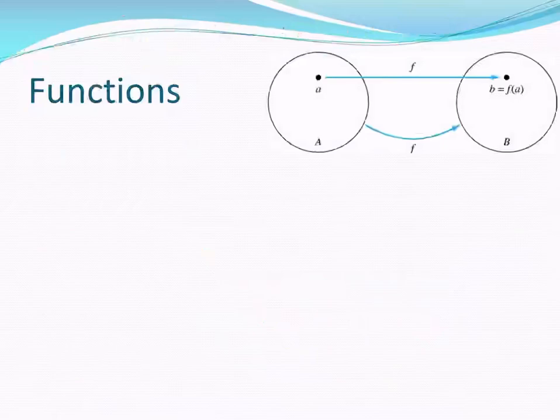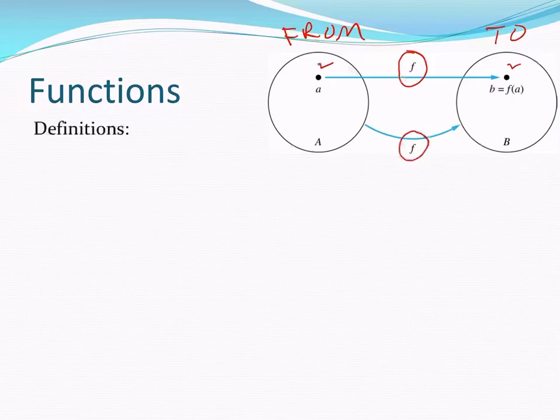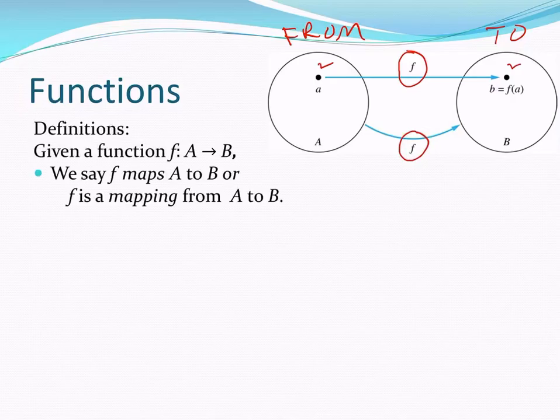All right, so we have a depiction of my from set and my to set with the function, in this case, mapping an element a to the element b in the to set. In this case, we're depicting the fact that f is a function or a transformation from A to B. So here we have a function from A to B. We say that f maps A to B, or is a mapping from A to B, as mentioned earlier.